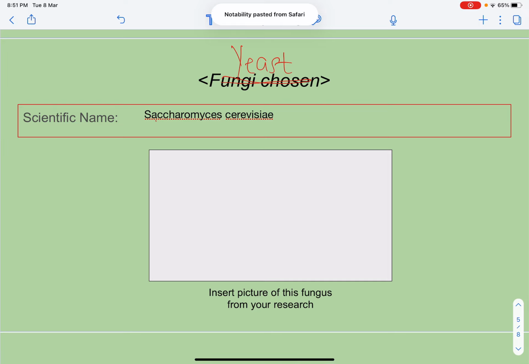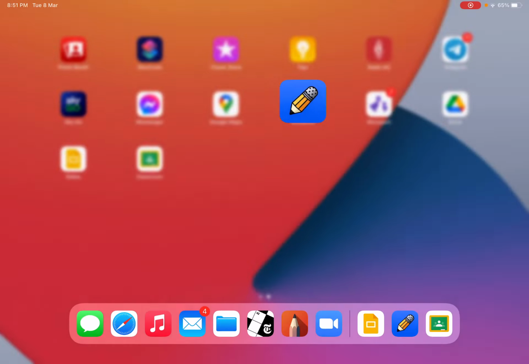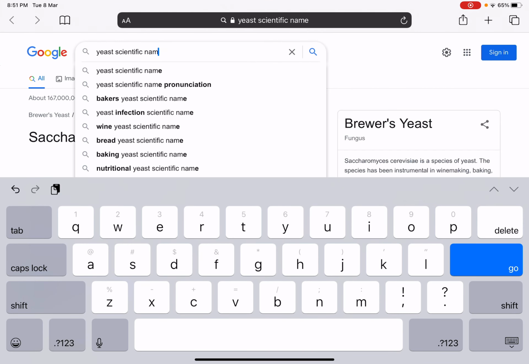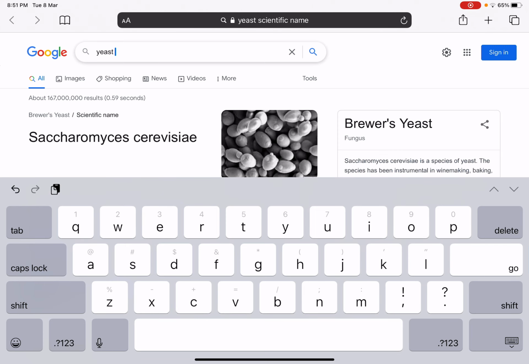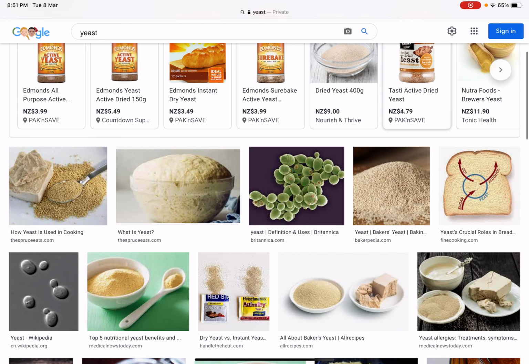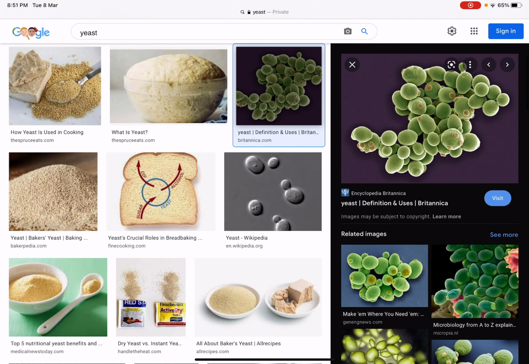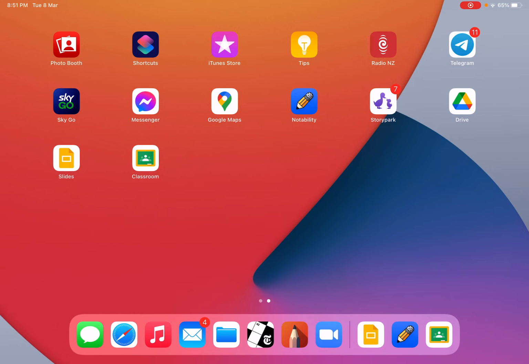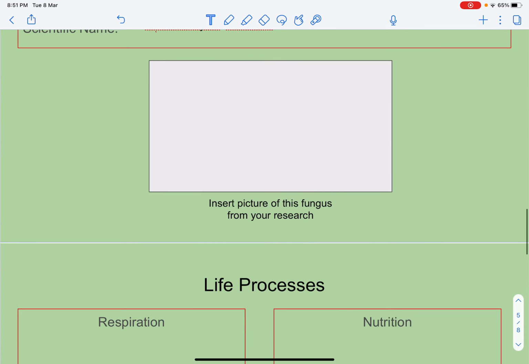All right, then I need you to find a picture of the fungus here, so you could look that up again. So I would look up yeast and find a nice picture for me. So you could choose this one, for example, and put that in. All right. So that's pretty straightforward so far.